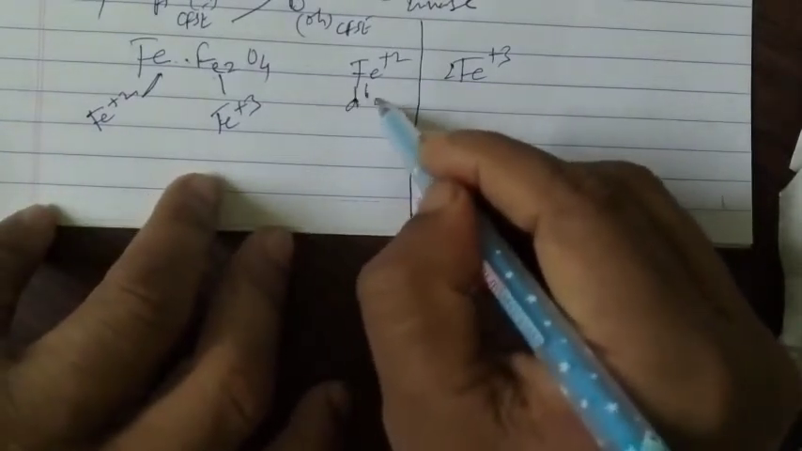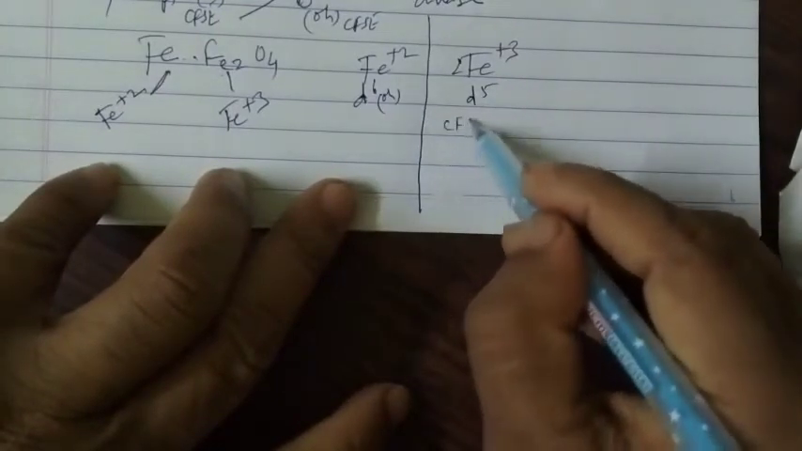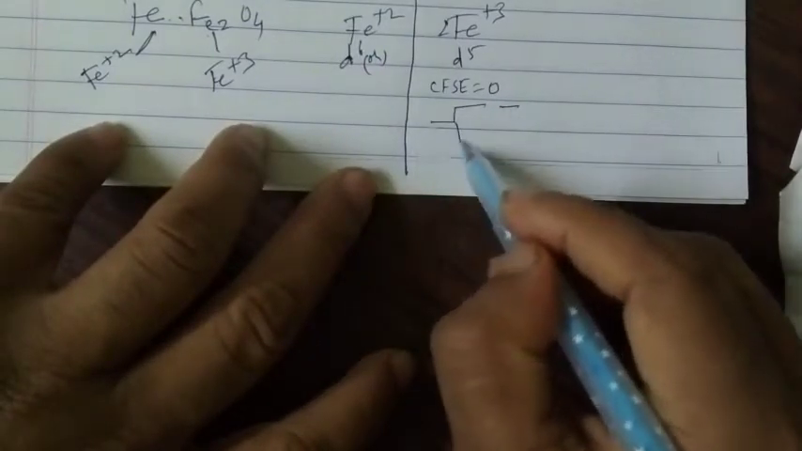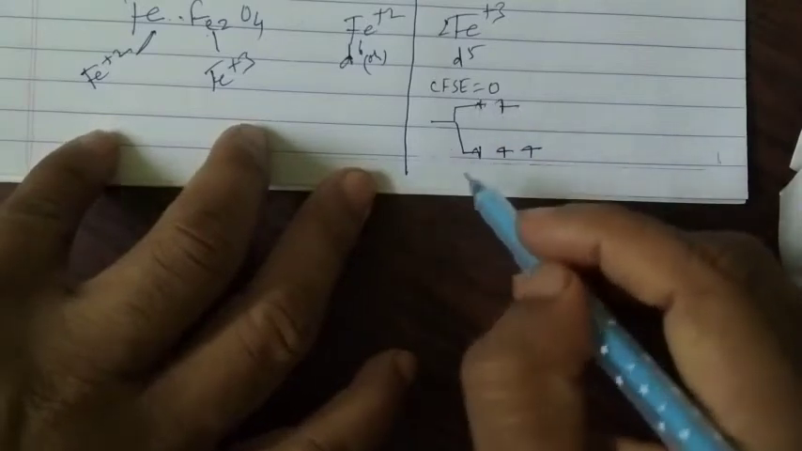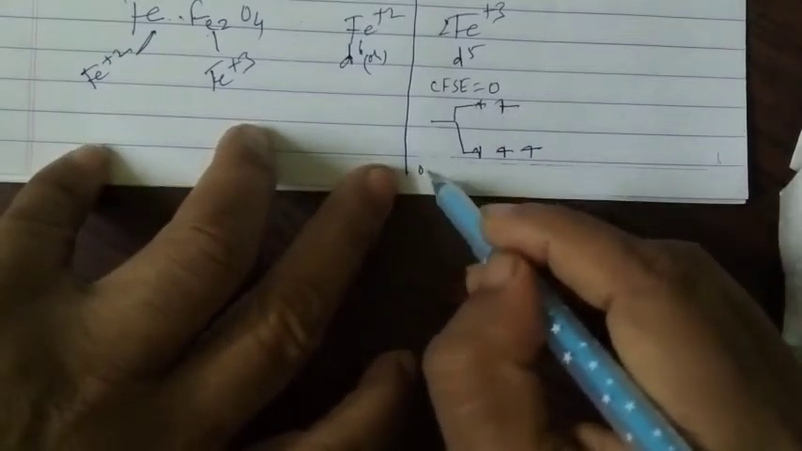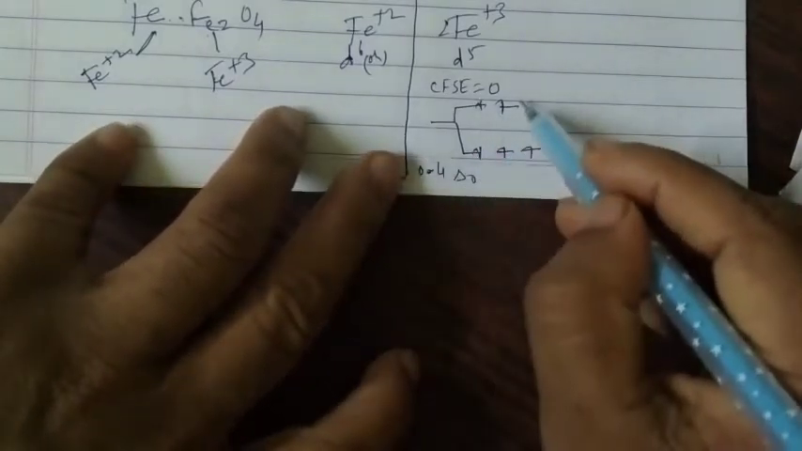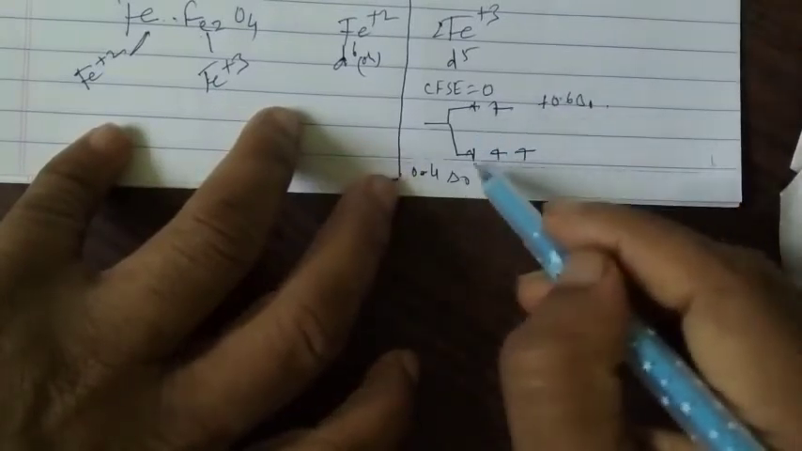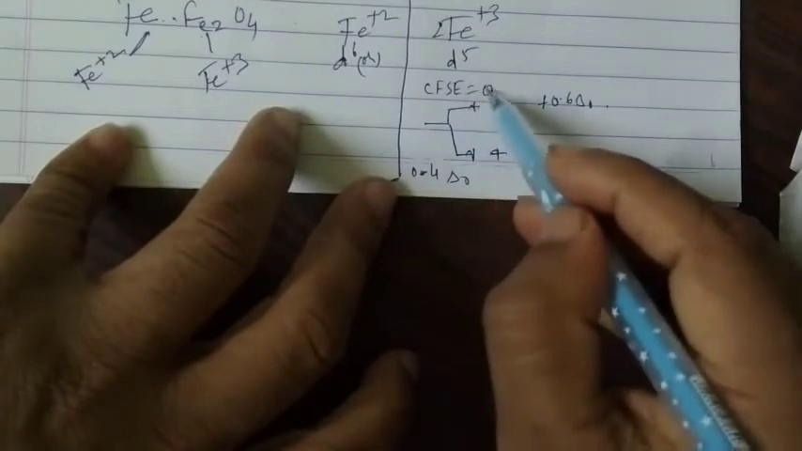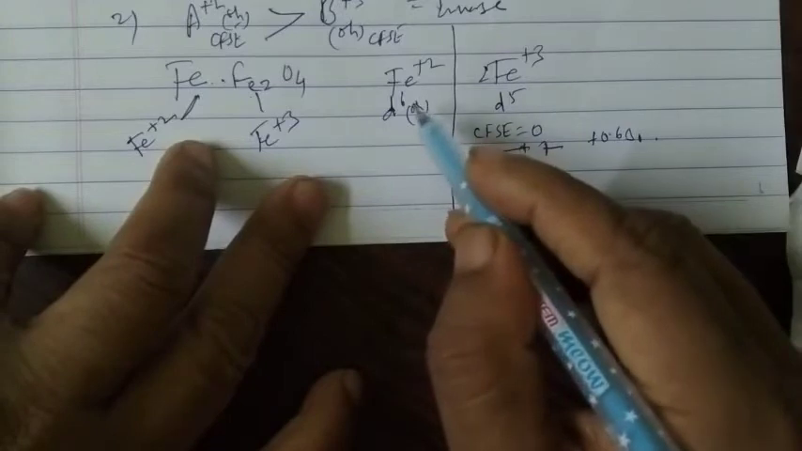This is d6 octahedral, and +3 is nothing but d5 octahedral, and in the d5 system you know that CFSE is equal to 0 always. If you split it like this, 1 2 3 4 5, the t2g has minus 0.4 delta naught, and above we have the plus 0.6 delta naught value. So 6 twos are 12 and 4 threes are 12, so the CFSE is going to be 0 in the d5 system, and in the d6 system it is definitely not equal to 0.